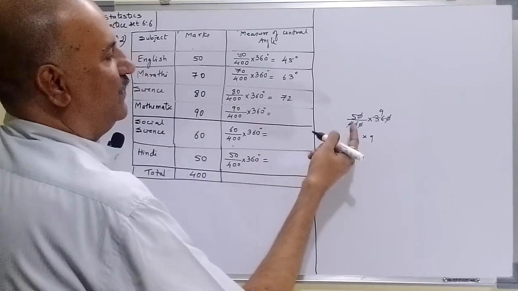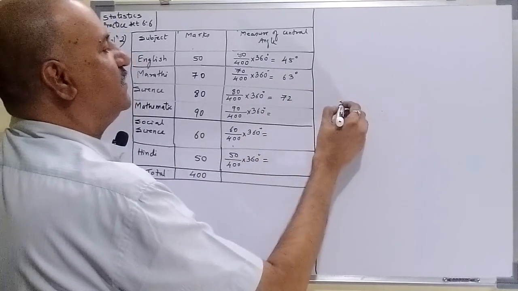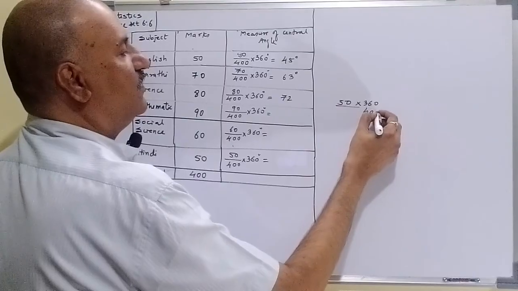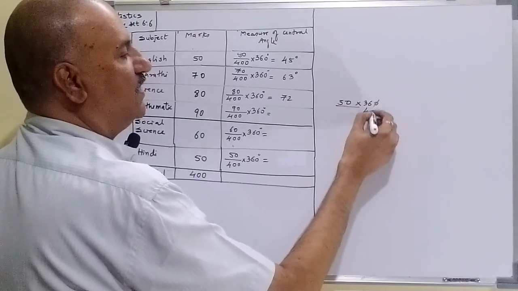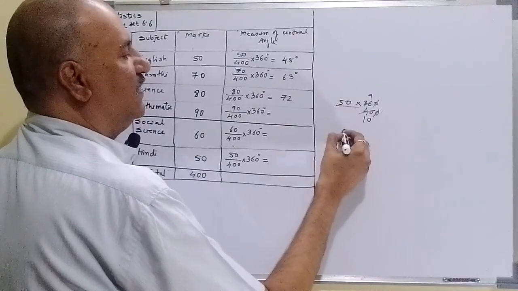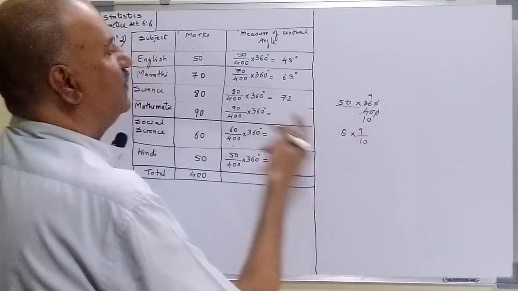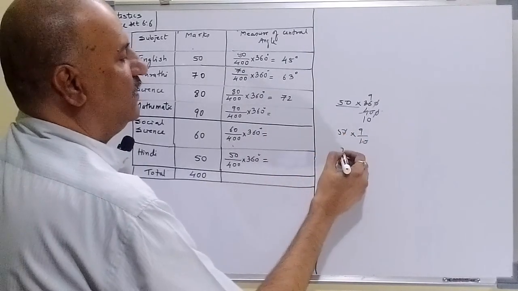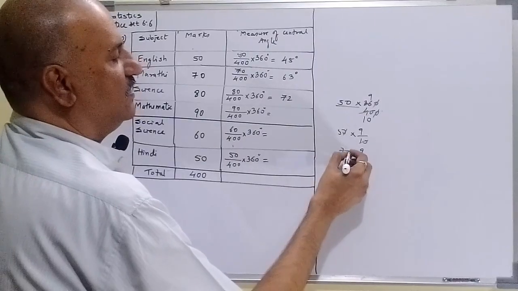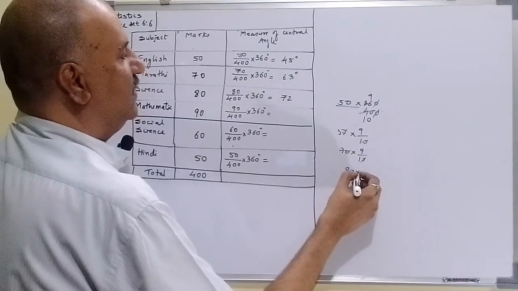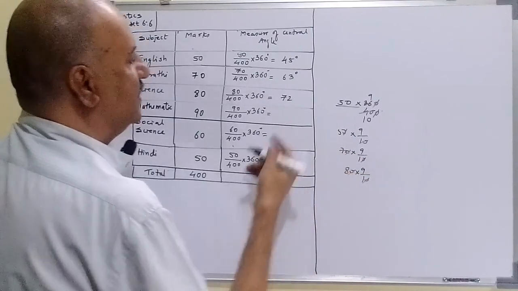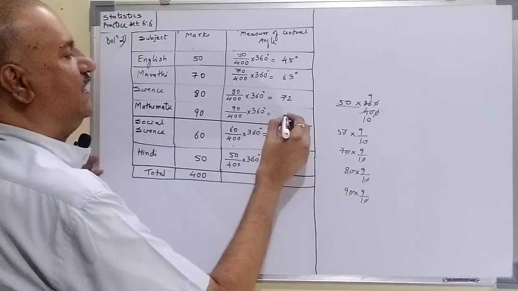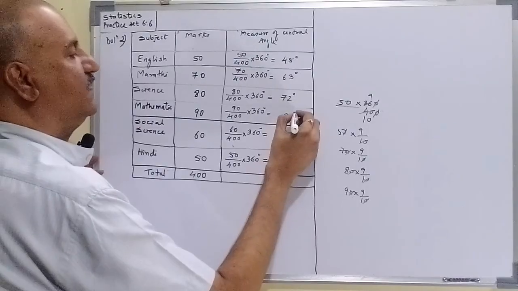Remember, in short, what I am doing is 50 upon 50 into 360 upon 400. So the zeros cancel, 4 10s are 40 and 4 9s are 36, so theta into 9 upon 10 comes. So if it is 50, then 9 5s are 45. If it is 70, then 9 upon 10, 7 9s are 63. If it is 80, then 9 upon 10, 8 9s are 72. Then we have 90 into 9 upon 10, 9 9s are 81 degrees.